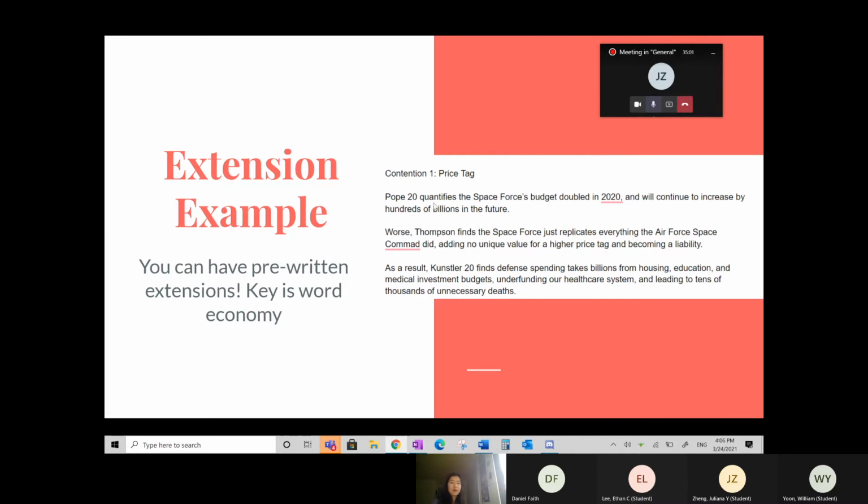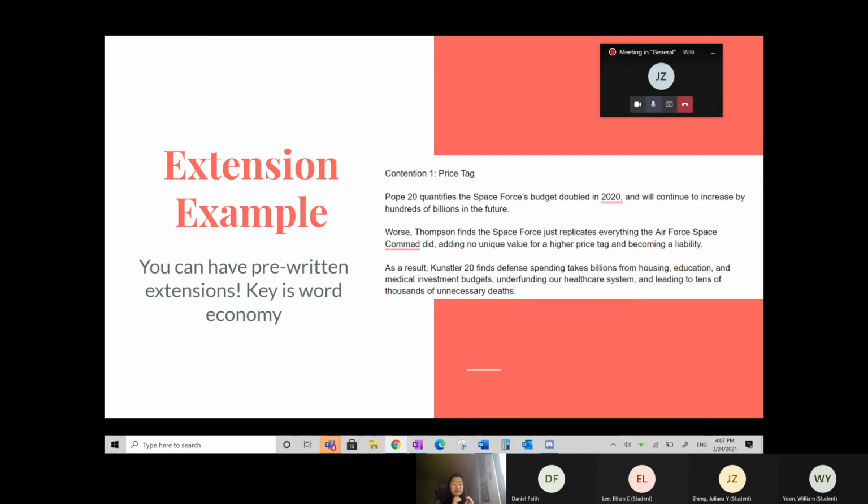Contention 1, price tag. Pope 20 quantifies the Space Force's budget doubled in 2020 and will continue to increase by hundreds of billions in the future. Whereas Thompson finds the Space Force just replicates everything the Air Force Space Command did, adding no unique value for a higher price tag and becoming a liability. As a result, Kunster 20 finds defense spending takes billions from housing, education, and medical investment budgets, underfunding our healthcare system, and leading to tens of thousands of excess deaths, right? So I condensed that whole argument into a very short thing, right?